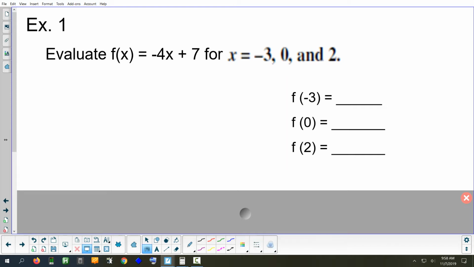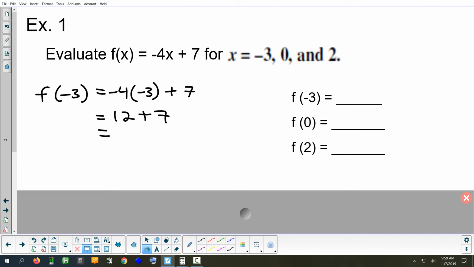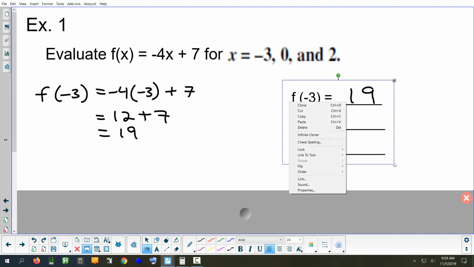Okay. So let's start off to the side with f of negative 3. What's the first thing I have to do when they say evaluate? Plug in a number. What number am I plugging in the first time? Negative 3. Yep, I'm going to plug in negative 3. So negative 4 stayed right where it is. X becomes negative 3 plus 7. So this isn't anything new. You guys have done this before. It's just a different way of writing your answer. What's negative 4 times negative 3? Positive 12. And what's positive 12 plus 7? 19. And that's the answer you put on the first one. So again, what this means is if you plug negative 3 into the formula for f, you will get 19.